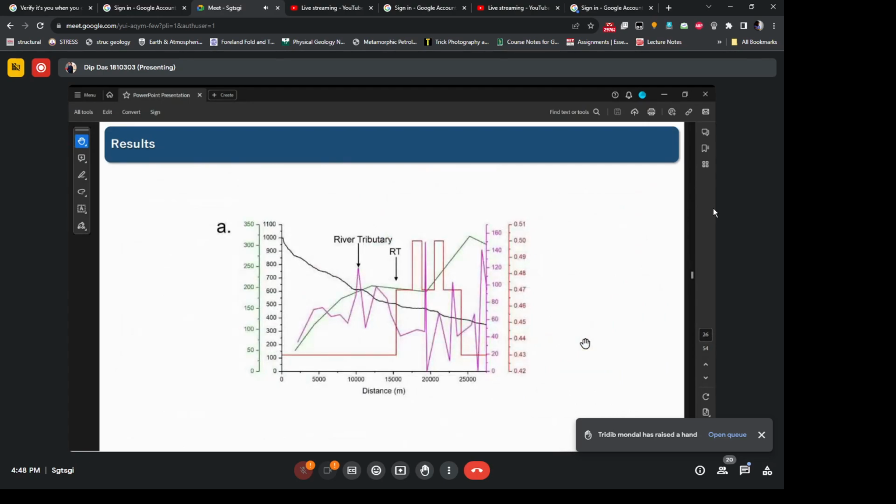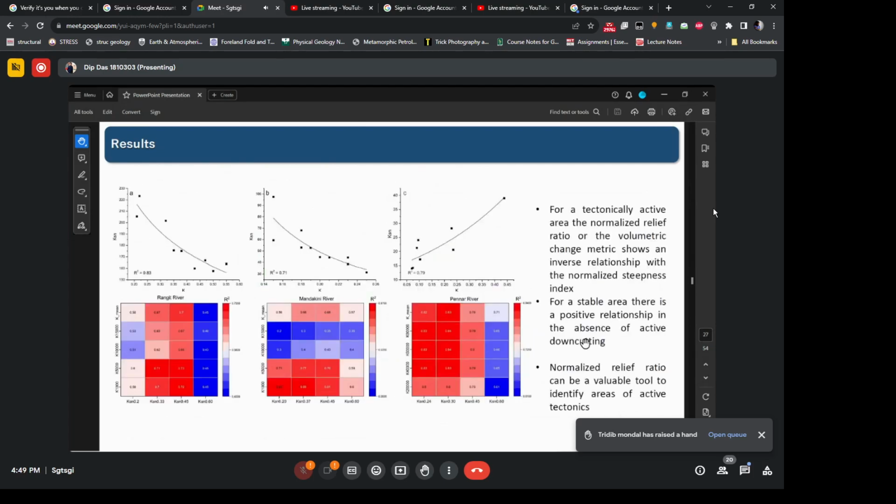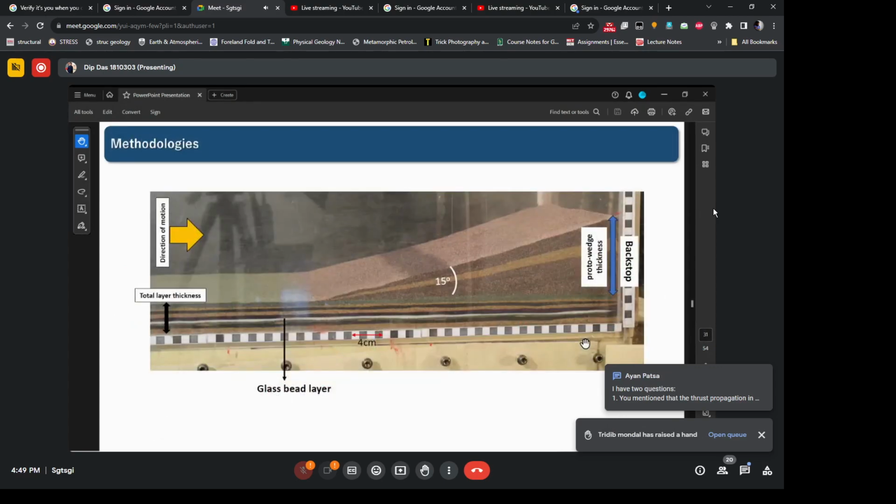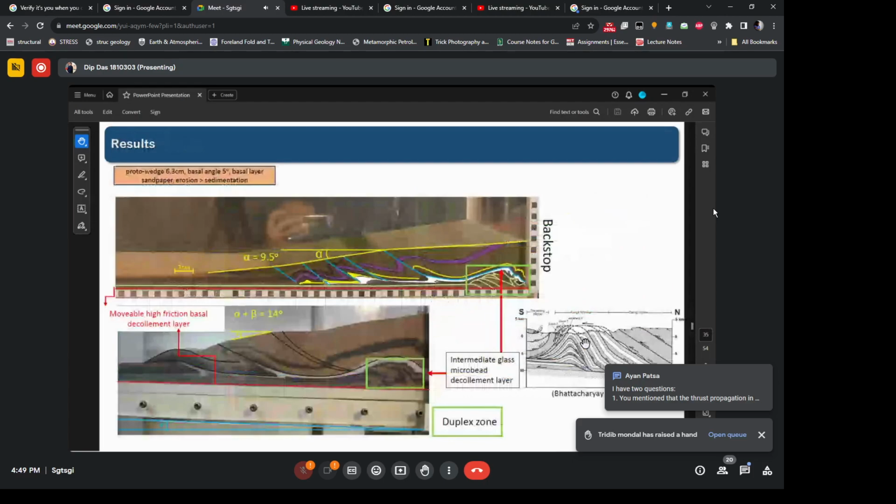Okay, my last question. If you advance your slides in the physical experimental part, here you are showing a duplex in the lesser Himalaya, which simulates the lesser Himalayan duplex. My question is, for a lesser Himalayan duplex or any kind of duplex, do you mean to say that from your experiment it seems that it is always in an advanced stage of orogeny? That means a proto-wedge has already formed. So how can you explain a proto-wedge? If it is an orogenic wedge, then a 15-degree proto-wedge means a considerable amount of horizontal shortening has already taken place, and then the duplex is developing.